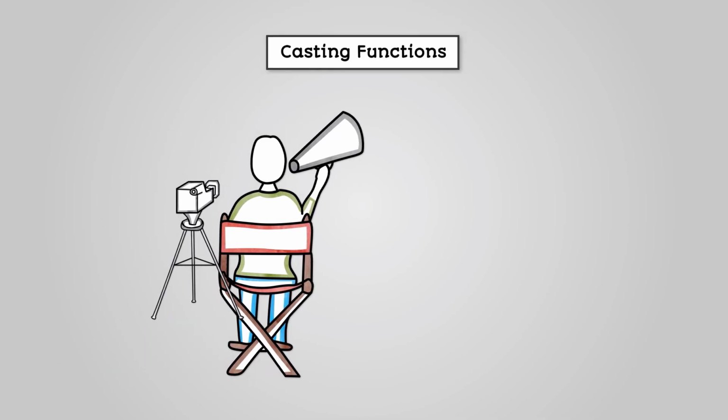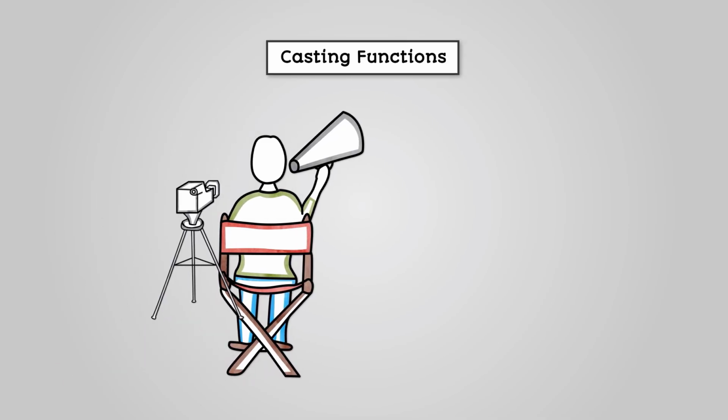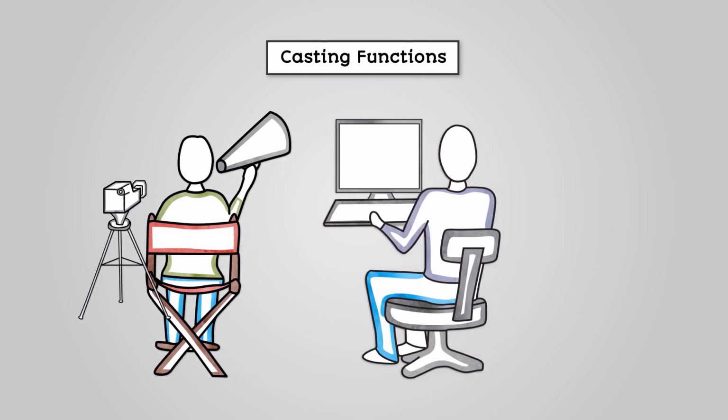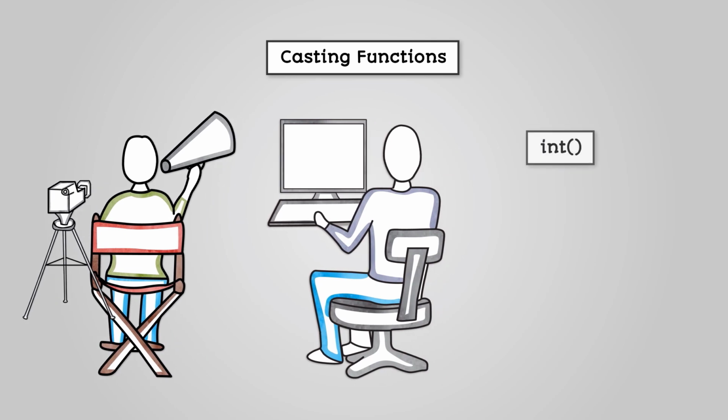To carry out casting, we need to use the casting functions of our language. A function is a piece of code that does a specific job. We will look at functions in a later lesson. In Python, you need to know the following casting functions. Int turns everything between the brackets into a whole number. Float turns everything between the brackets into a floating point number. Str turns everything between the brackets into a string.